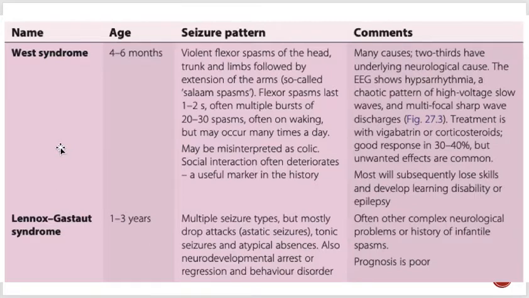Absent seizures is important, right? So you can see West syndrome, which occurs at 4 to 6 months of age. If you see the pattern of the seizures, there is a flexor spasm of the head, trunk and the limb, followed by extension of the arm, so-called salaam spasms. They last for 1 to 2 seconds, but they can come in multiple bursts, so it can be misinterpreted as colic.